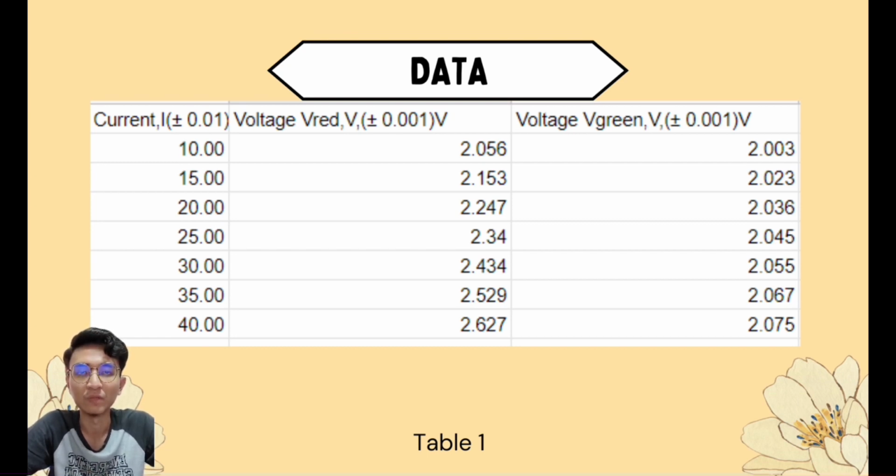So we manipulate the voltage value until we get a certain current value that we want. For example, we increase the voltage until we get a current value of 10 mA, and the rest are also the same. In the data, you can see that as we increase the voltage value, the current also increases. This goes the same with the green LED as well. You can see they are increasing.